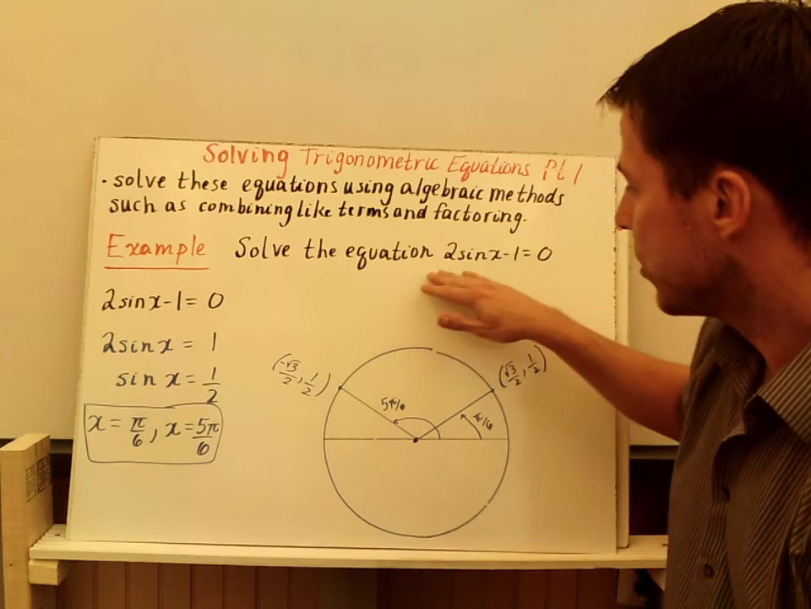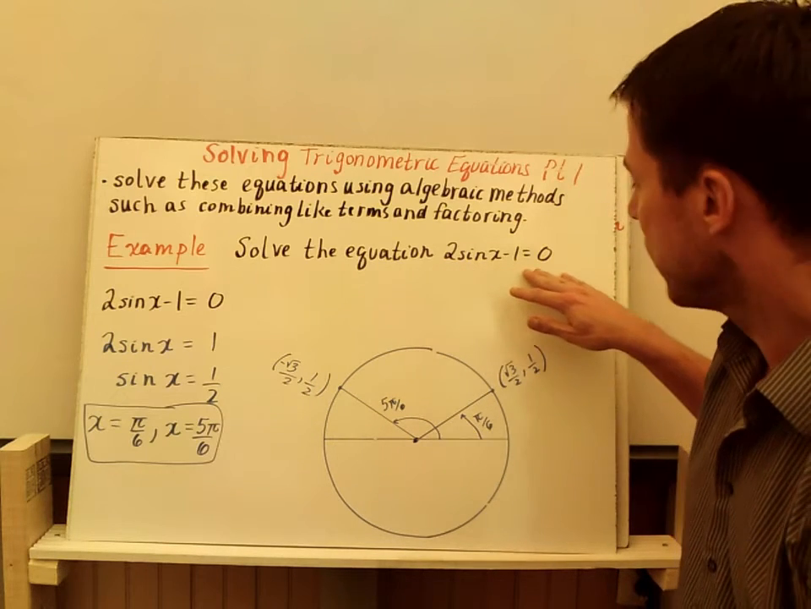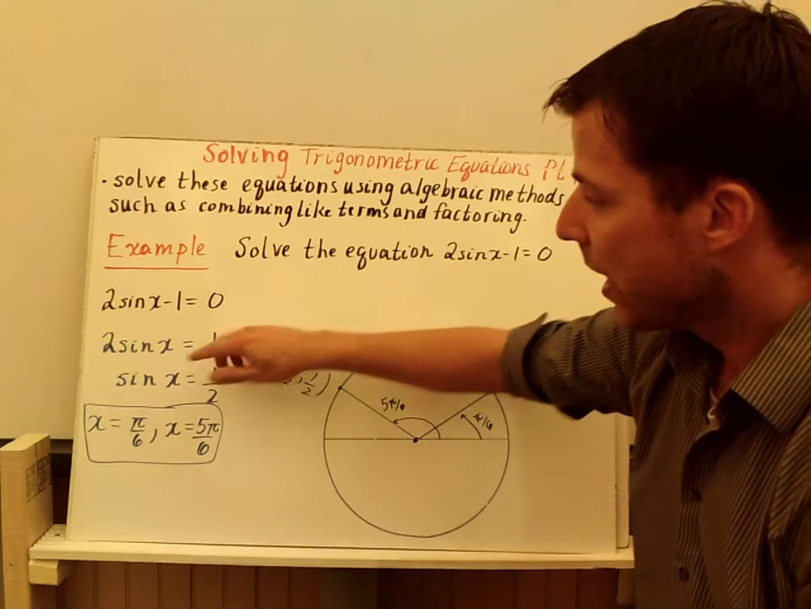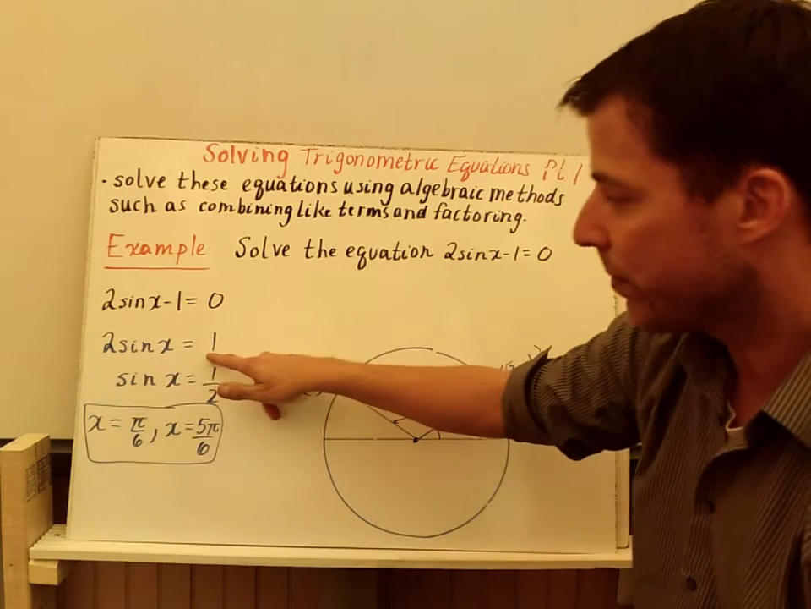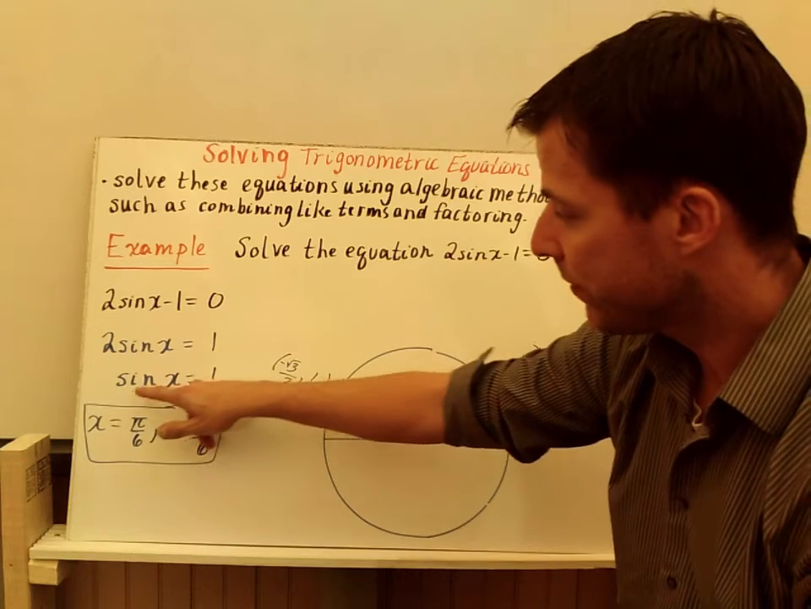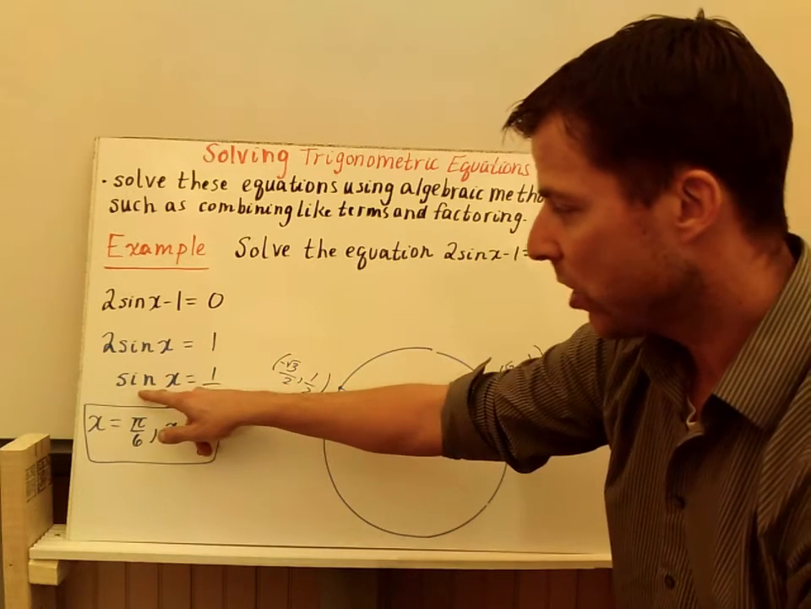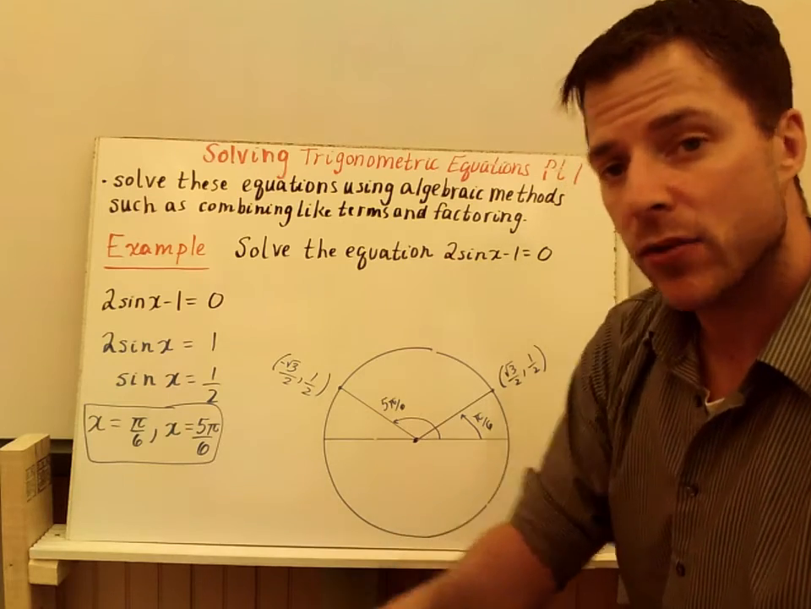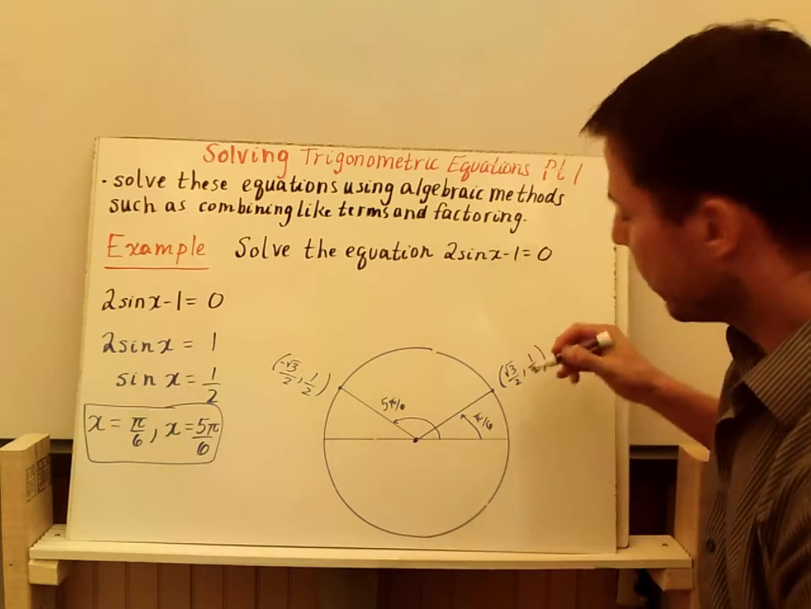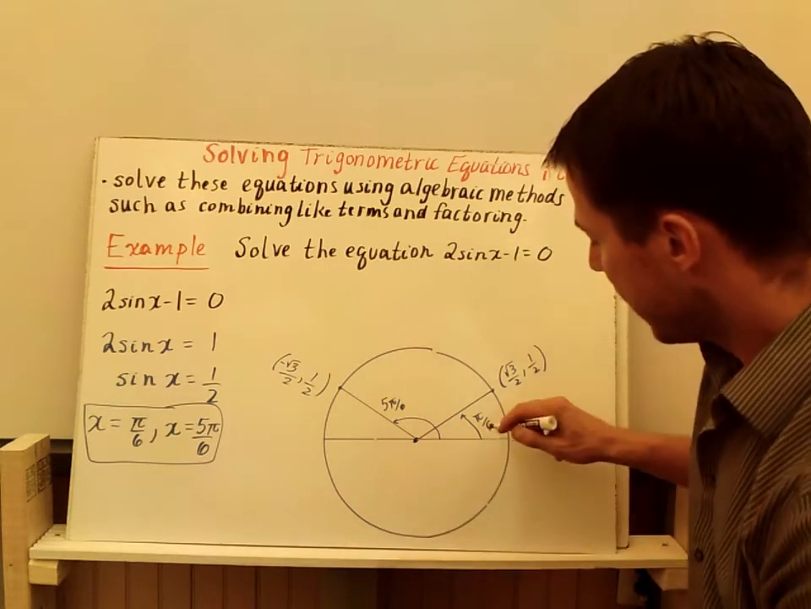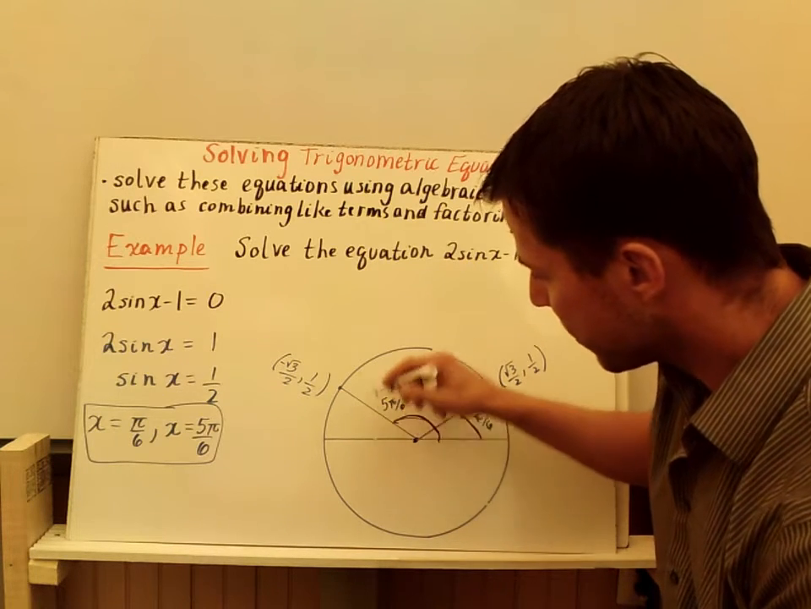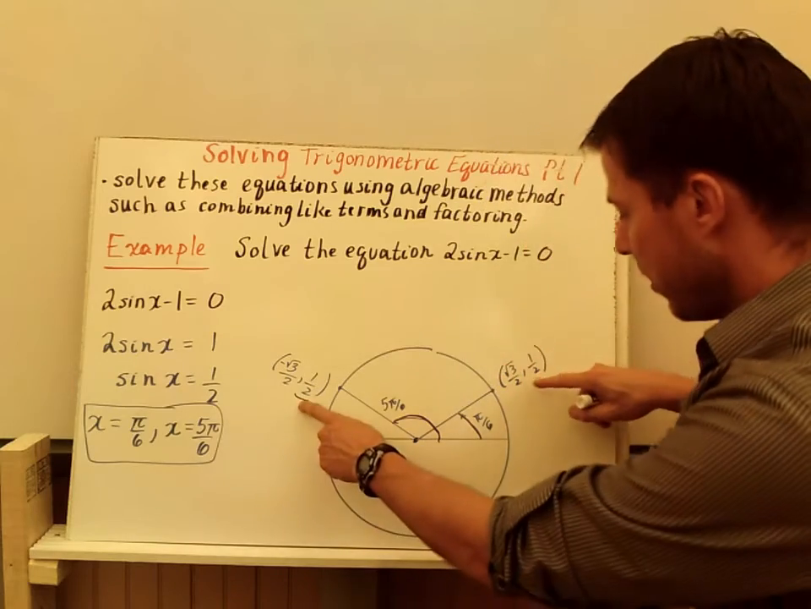So solve the equation 2 sine of x minus 1 equals 0. So I'm going to start by writing my original equation, and then I'm going to add 1 to both sides, and then I'm going to divide each side by 2. So I need to know, when does sine of x equal 1/2? So going back to the unit circle, where do I see y coordinates of 1/2? That happens at pi over 6 and 5 pi over 6, because the y coordinates here are 1/2.